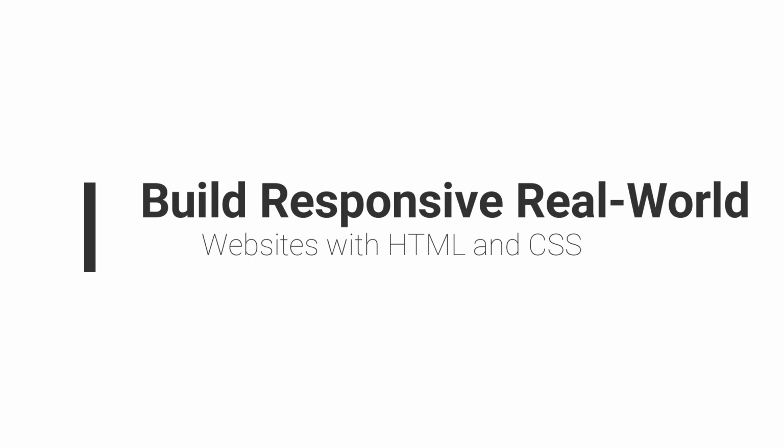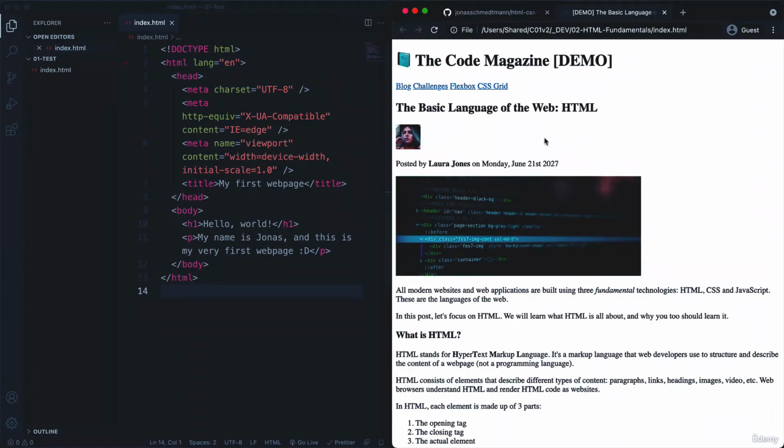Welcome back. So the first thing that we need to learn about HTML is the common HTML document structure. So a structure that each and every HTML document needs to have. But let's start by taking a very quick look at the project that we're going to build throughout this section. So we are building the code magazine. So as you can see here, in this code magazine, we are building this very simple kind of blog post called the basic language of the web.